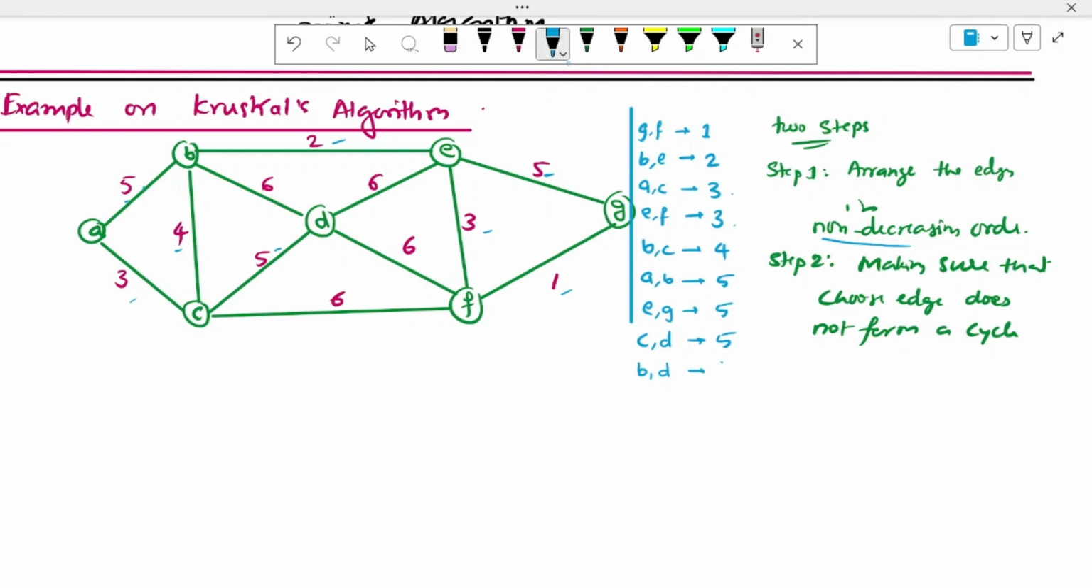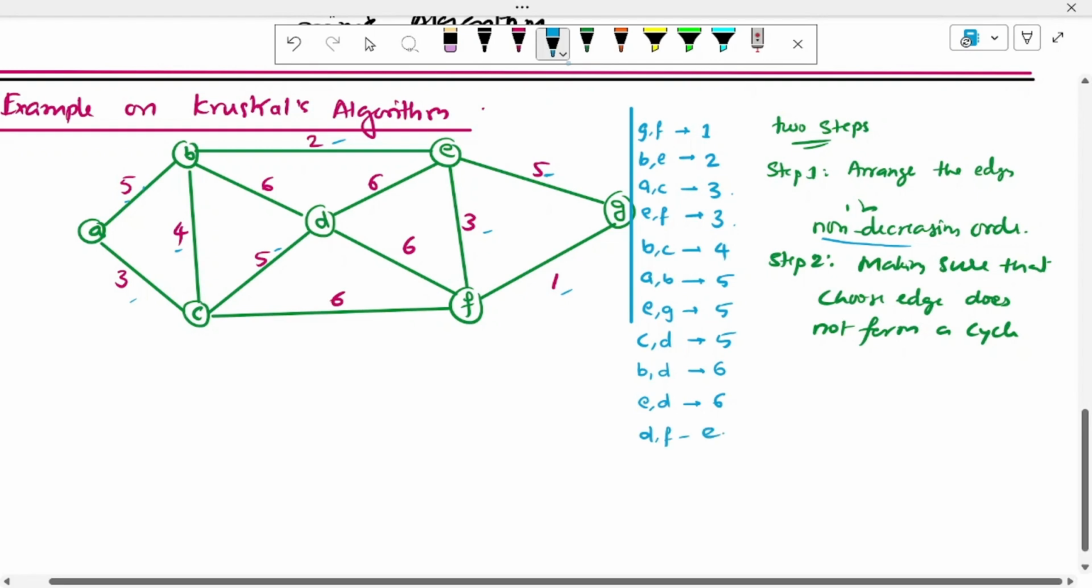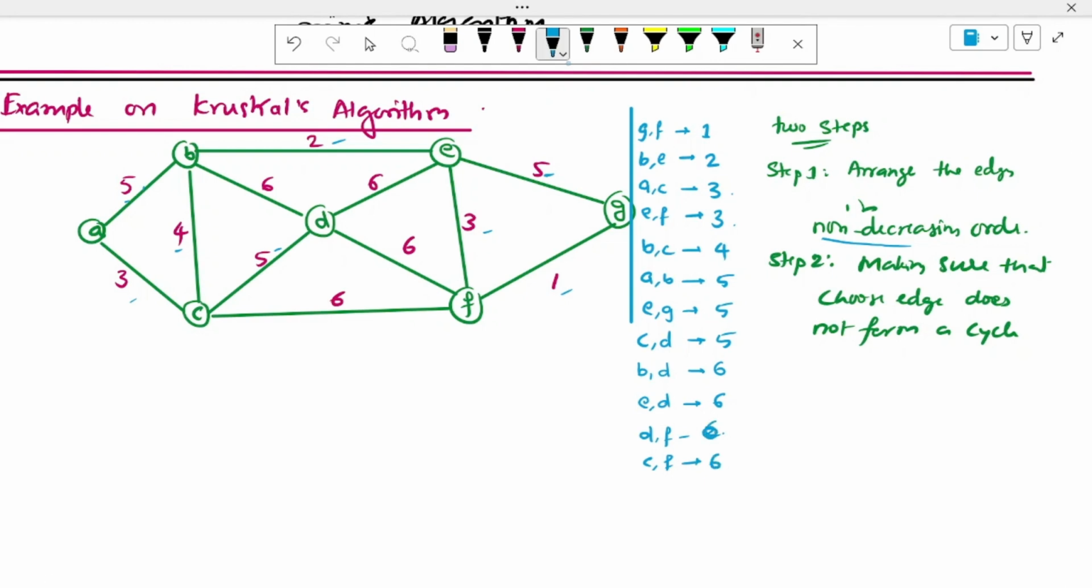And if you see, B comma D is 6. And then the next, E comma D, is also 6. And then D comma F is also 6. And C comma F is also 6. Okay, this is going to be 6, and this is 6. Now, if you count the number of edges: 1, 2, 3, 4, 5, 6, 7, 8, 9, 10, 11, 12. There are 12 edges. Just verify once whether you have written all of them or not. So we have covered all the edges.